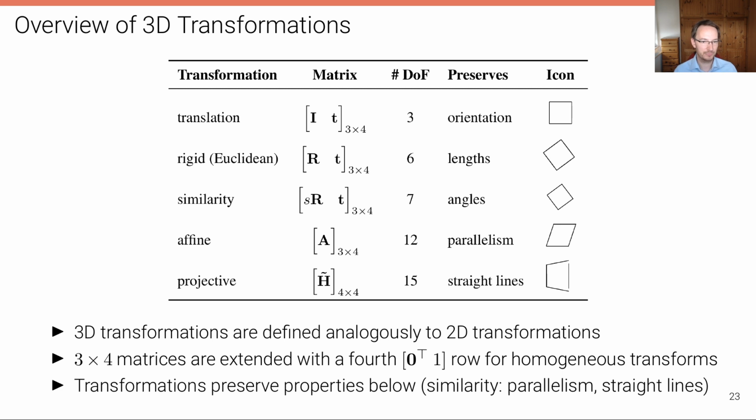And the same holds true for 3D transformations. So here's an overview of the equivalent in 3D space, where the degrees of freedom change, but otherwise it is very similar. Again, these 3x4 matrices that you see here can always be extended with a fourth row to apply them in homogeneous transforms and to chain transformations, etc.